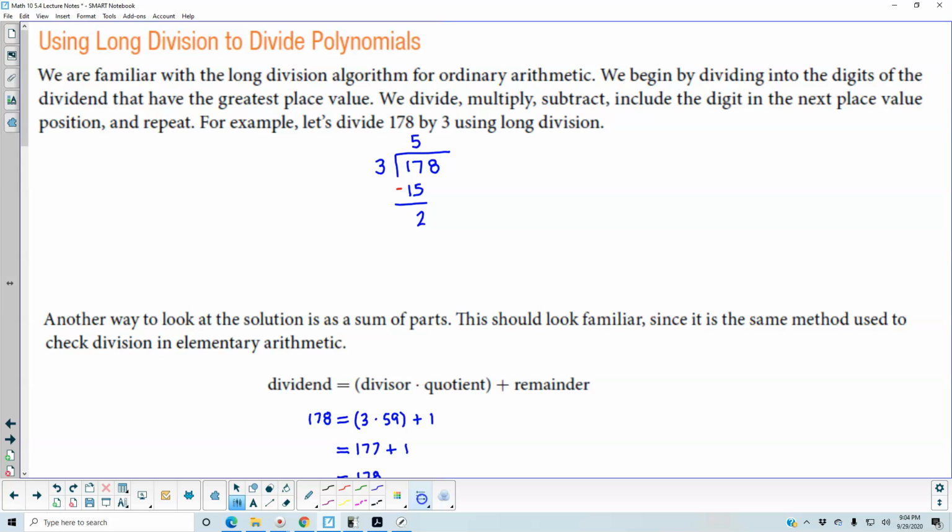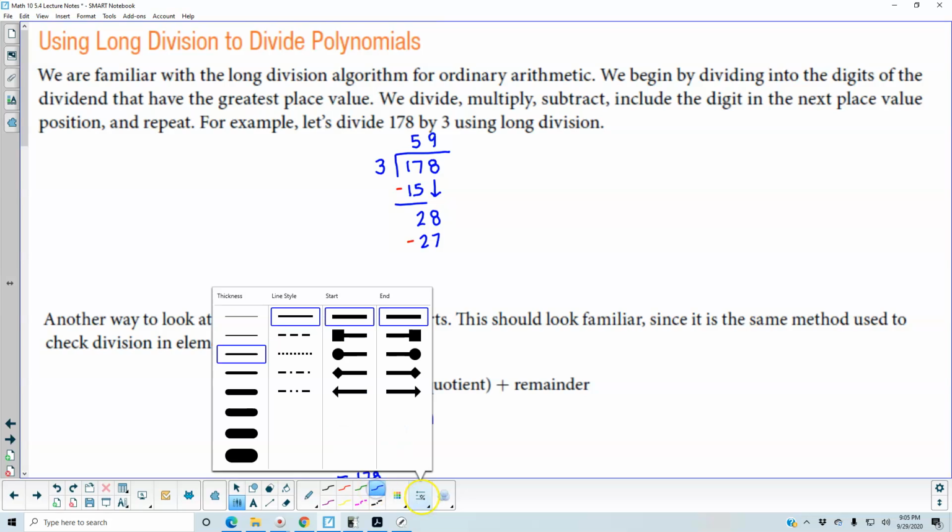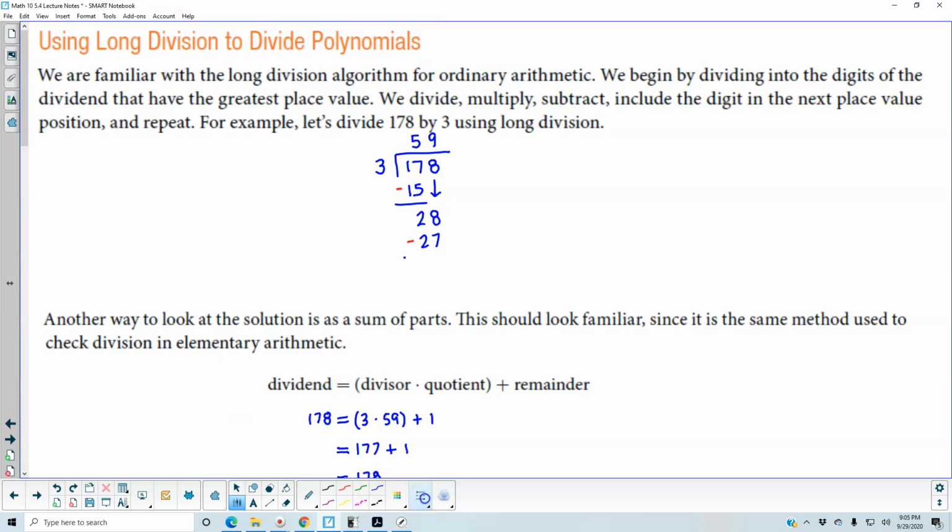Now the next step is we want to bring down the value of 8. Now we have 28, and we ask ourselves, how many times does 3 go into 28? Well, we know the number is going to be 9. So we take 9 and multiply it by 3. So 9 times 3 gives us 27. And then we change the sign here because we're going to subtract. And so now we get an answer of 1.